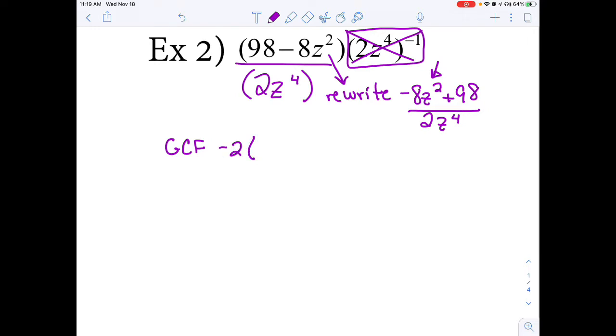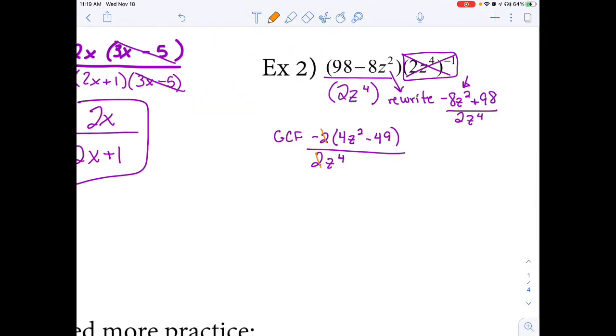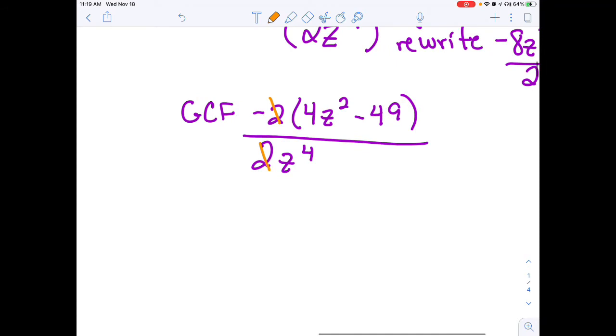If you divide -8z squared by -2, you get +4z squared. And if you divide +98 by -2, you get -49. And that might not look like an important thing, but two things happen here. The first thing that you should probably recognize is that this 2 and this 2 cancels. The next thing you should recognize is that this is the difference of perfect squares.